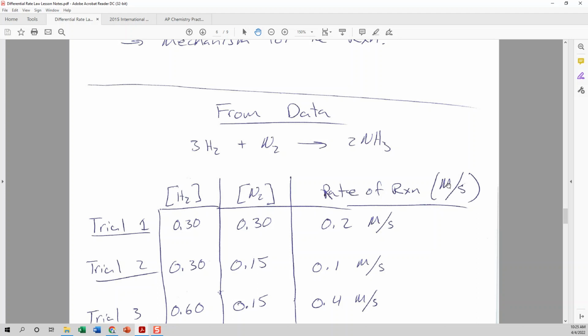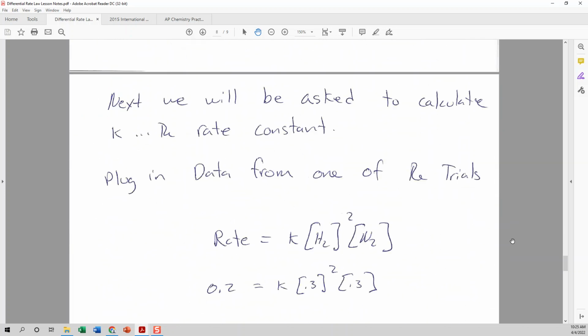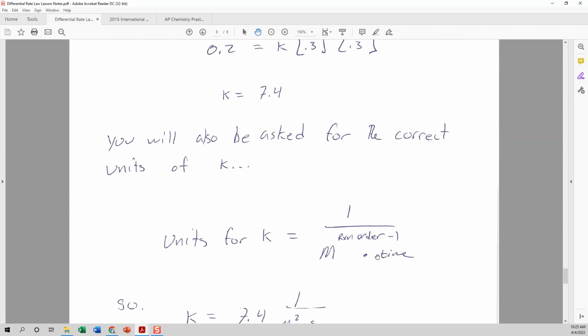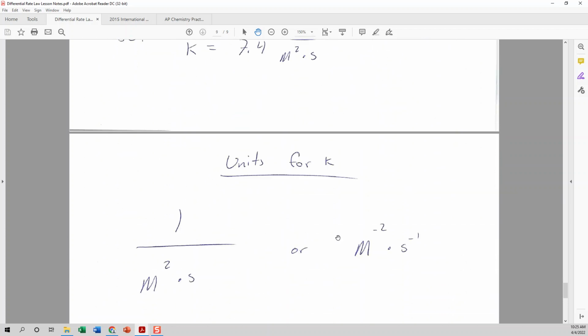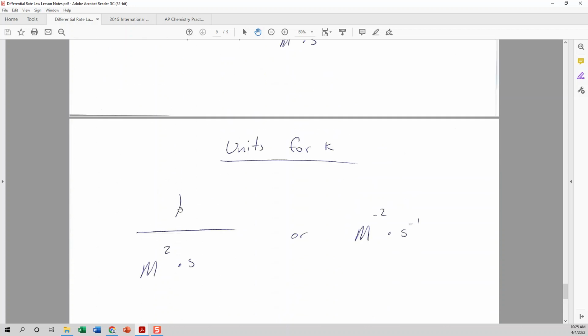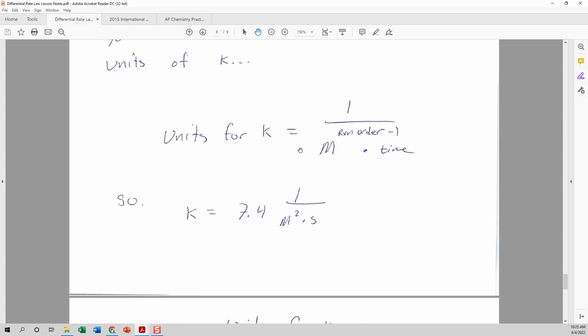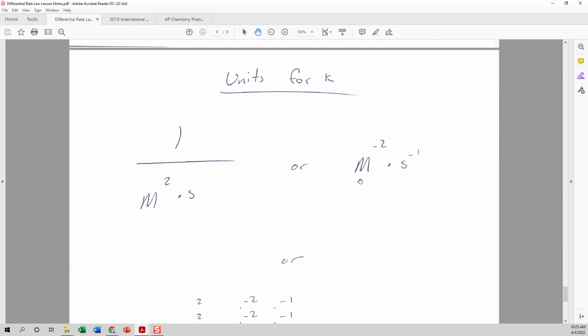But watch out. If this was molarity per minute, then my unit of K here would be 1 over molarity squared times minutes. Okay, so that would be my units. And it would be okay to write them like that. But understand they could be expressed a lot of different ways. So if you want to write it like that because you're memorizing this equation to quickly come up with the units of K, that's fine.